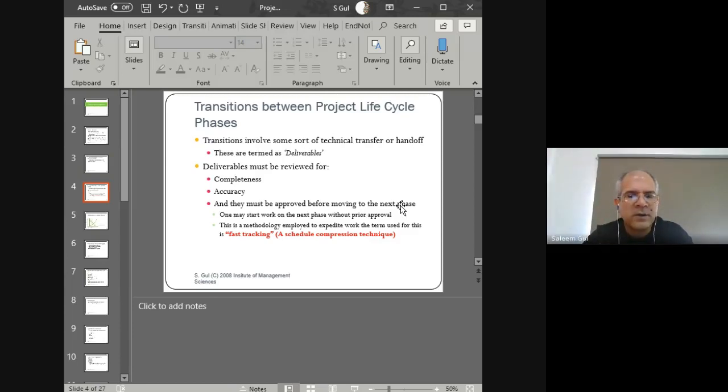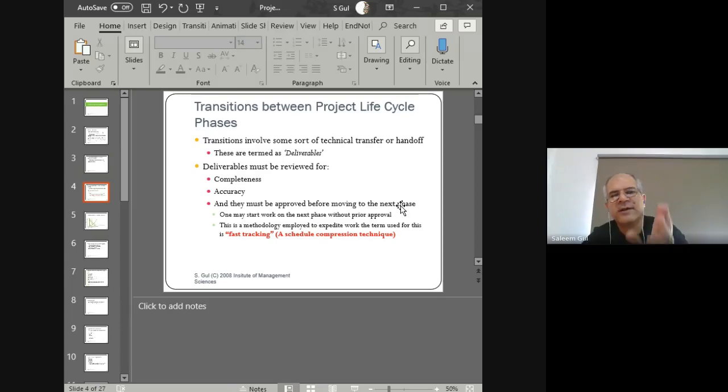Rather, I would talk about it in a completely separate lecture in itself. But fast tracking is something that could be done to expedite the workflows of the project. There's another technique as well called crashing. We'll do some exercises on crashing after we have learned the PERT CPM. So let's leave them for now.